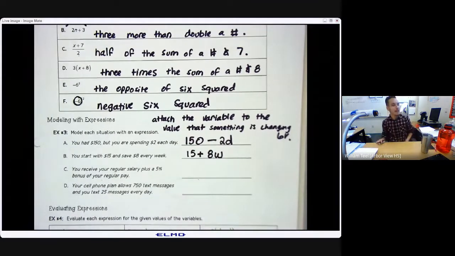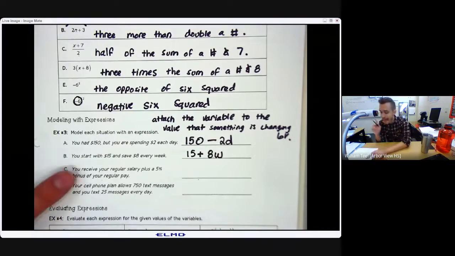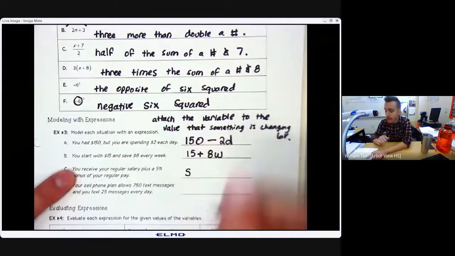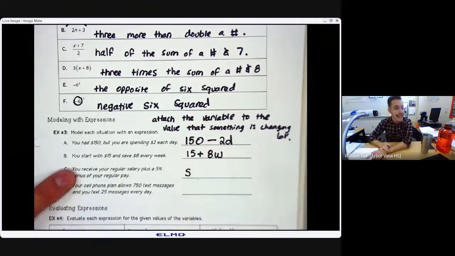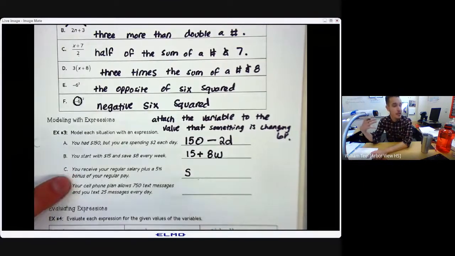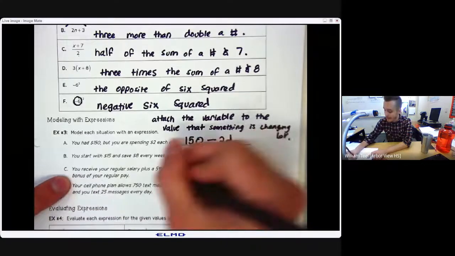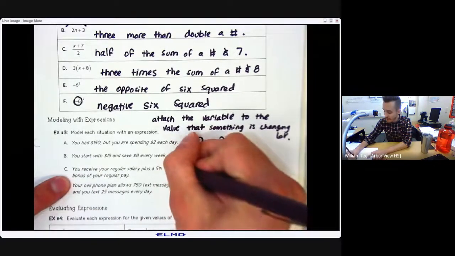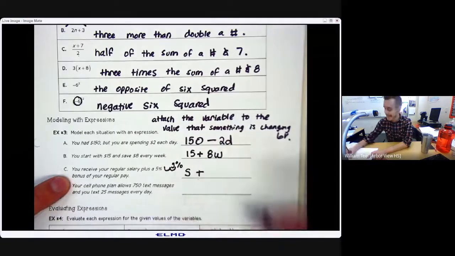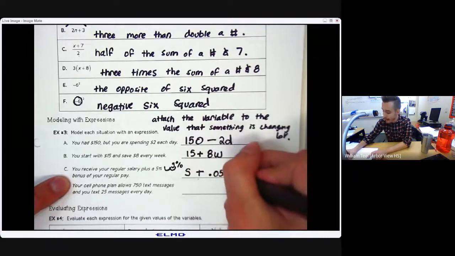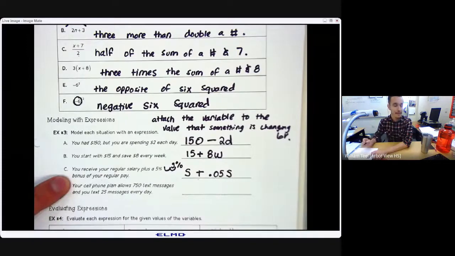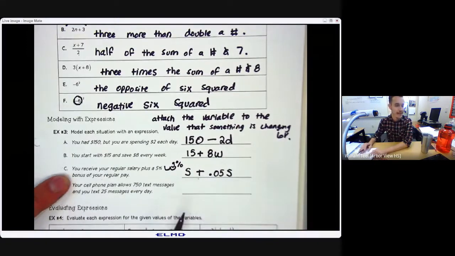You receive your regular salary plus a 5% bonus of your regular pay. So your regular salary is your constant. We don't know what your regular salary is, so we're just going to call that S here. Your regular salary, you are always receiving, but in addition to that, you're going to receive 5% of your regular pay as a bonus. So now we're going to add on 5%. Remember, we always represent percentages by moving the decimal 2 times to the left. So 5% is going to be 0.05 of your salary. So we have your salary plus 5% of your salary.